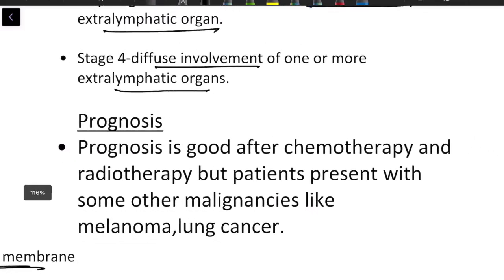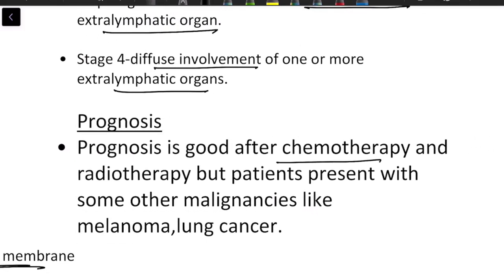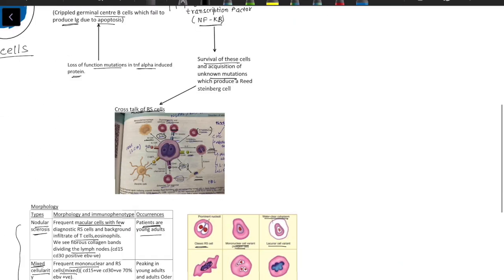metastasis has occurred. So if I talk about the prognosis, then prognosis is generally good after chemotherapy and radiotherapy. But what happens is that these patients are cured of Hodgkin lymphoma, but then they present with some other malignancy due to this chemotherapy and radiotherapy. As you know, chemotherapy and radiotherapy are very carcinogenic and mutagenic. That is why they kill the Hodgkin cells very easily, but they cause some malignancy in some other organ, like melanoma and lung cancer.